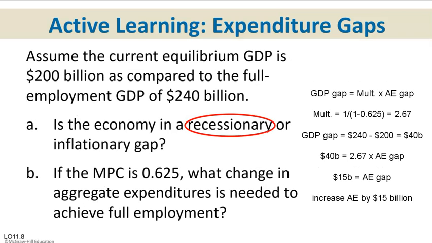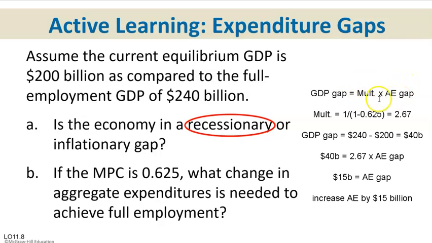First thing in this problem is to decide if we're in a recessionary or an inflationary gap. In this case, the economy is in a recessionary gap, and we can tell because the current GDP is less than the full employment level of GDP. Next, we can solve for the needed change in aggregate expenditures to fix the gap. And to do that, we're going to use this formula here. The GDP gap is equal to the multiplier times the aggregate expenditures gap. The aggregate expenditures gap is what we're going to be solving for.